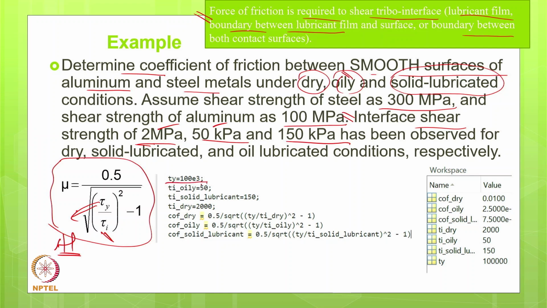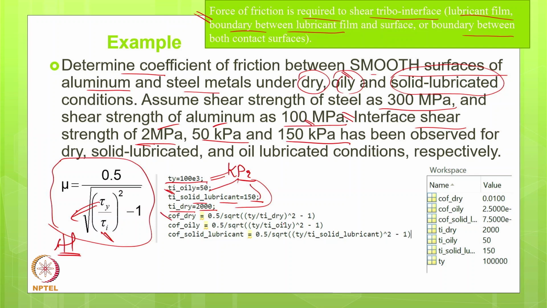Tau y is 100 megapascal in this case, but 100 into 10 to the power 3 is in kilopascal. Because this is a ratio, we need to express everything in the same terms, so I have expressed everything in kPa. So tau y is 100 into 10 to the power 3. Tau i oily is 50. Tau i solid lubricant is 150. Tau i dry is 2000, that's 2 into 1000 is 2000. All are in kPa.